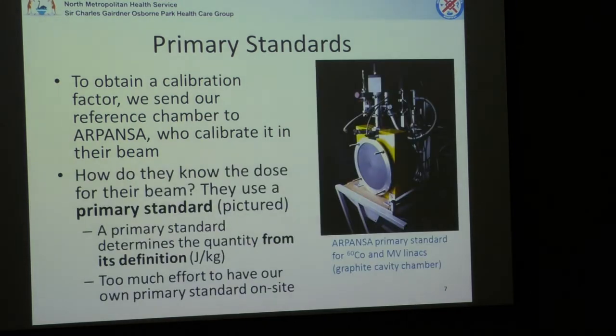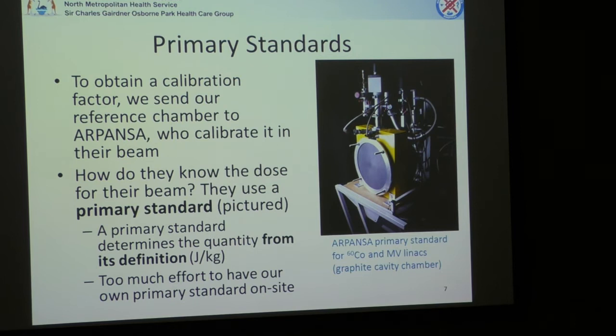At the end of the day, somebody needs to determine the dose from its definition, so figure out what's the real joules per kilogram. And these ion chambers that we use clinically aren't actually capable of doing this accurately. So what we end up doing is we have a reference chamber that we send to a primary standards lab, and they have a special chamber like this. This is a graphite cavity chamber that they'll use for megavoltage photons. It's a very accurate volume, and they can figure out what's the real dose in their beam. So if we send them our chamber, they can provide a calibration factor that will go from our chamber reading to the dose in their beam.